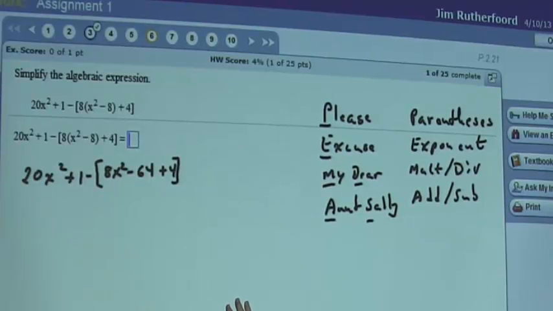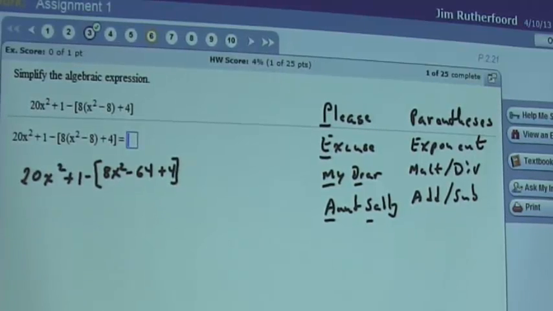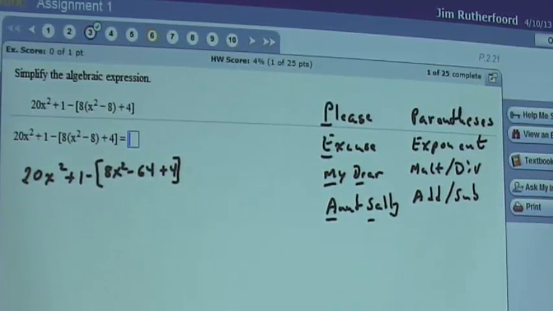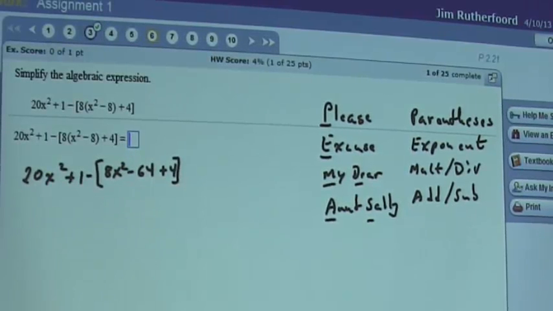Now, can I simplify anything in there? The answer is yes. The negative 64 and the 4 are both like terms. They're whole numbers. There's no variable. There's no letter there. So therefore, the negative 64 and the 4 can be combined. Well, if I have a negative 64 and a plus 4, that means I'm going to come up 4, so now I have a negative 60.